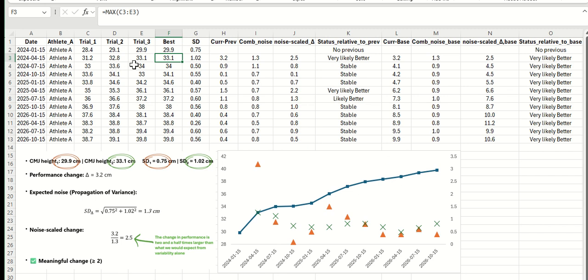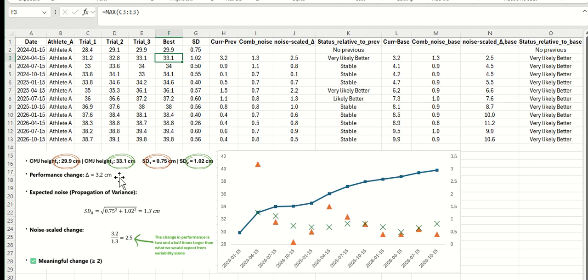So how do we calculate this meaningful change? Well, first what we have to do, of course, is calculate the improvement in performance. So here, for example, we have an improvement where we go from 33.1 centimeters, which is the current score, and the previous test was 29.9 centimeters. So the improvement is 3.2 centimeters.